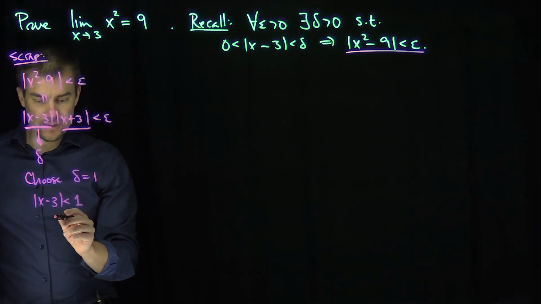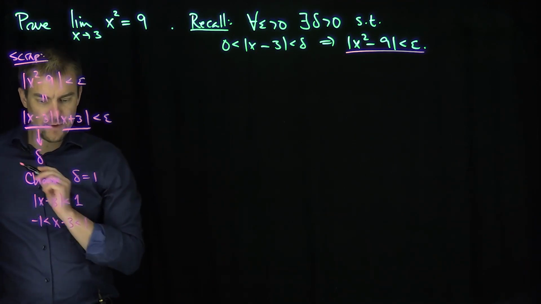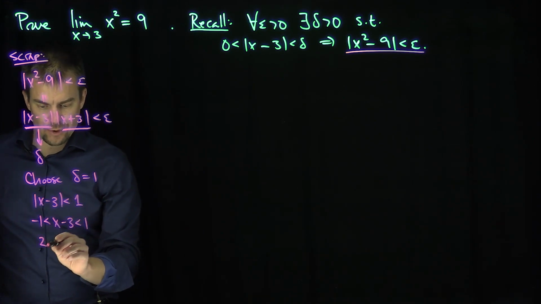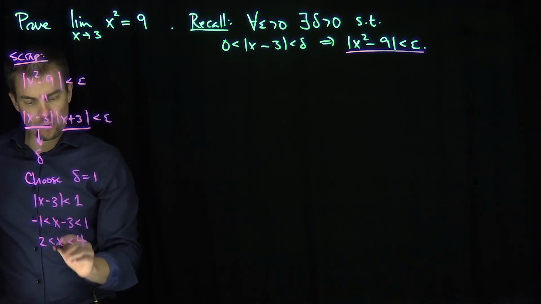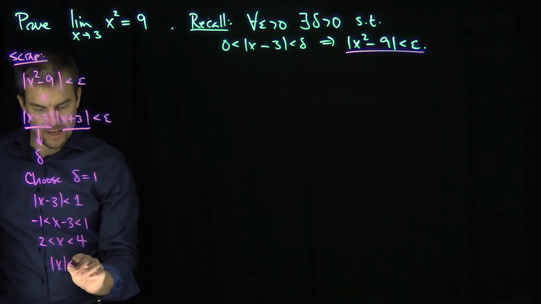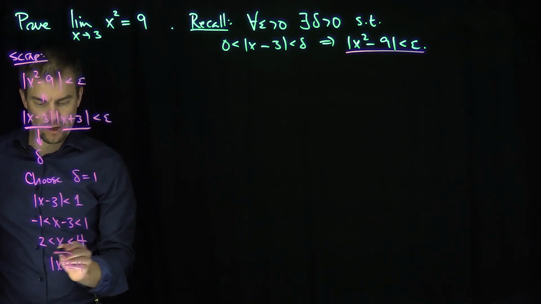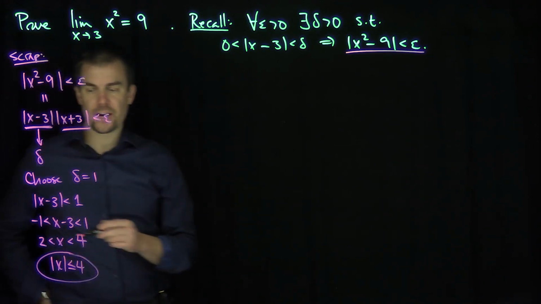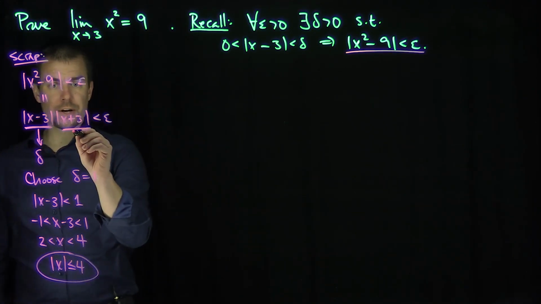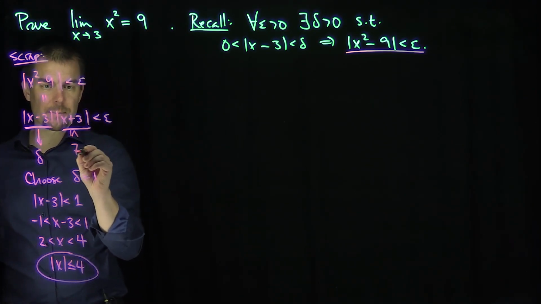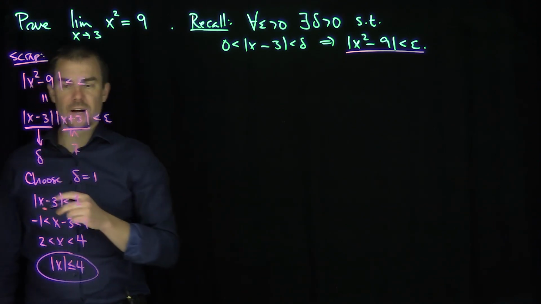We know that -1 is less than x minus 3 is less than 1. If I add 3 to both sides, this gives 2 less than x less than 4. So if delta is equal to 1, then x is stuck between 2 and 4. So the absolute largest that x can be in this range of delta is x less than or equal to 4. Well, if that's the case, then this expression is no more than 7, because I have the absolute value of x plus the absolute value of 3 in this particular range of delta.